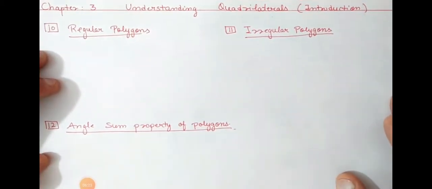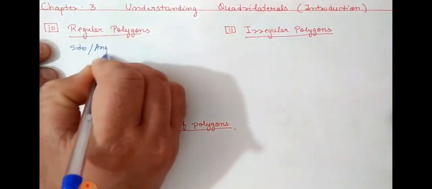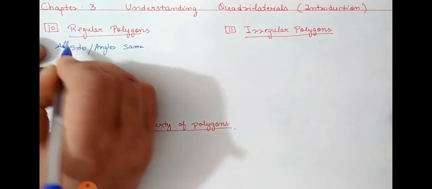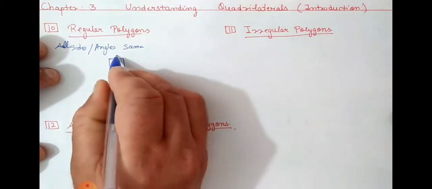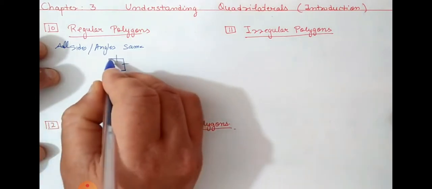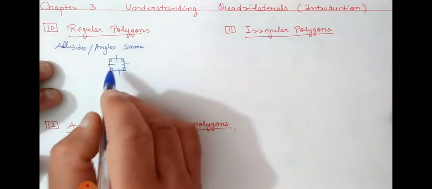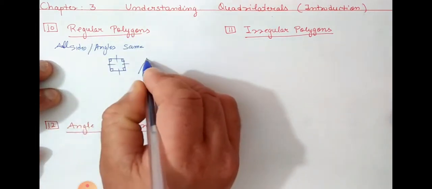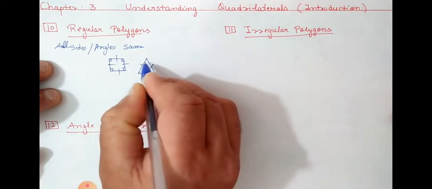Next one, regular polygons. A regular polygon is both equilateral and equiangular: all sides and all angles are equal. For example, a square, everyone knows a square: four sides, four angles equal. So this is one example of regular polygons. Okay, next, an equilateral triangle also. Equilateral triangle means three sides and three angles are equal. This is regular polygons.